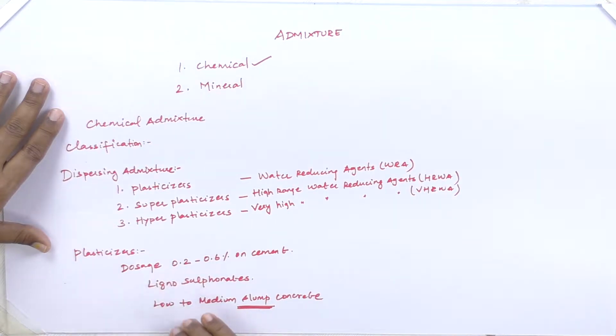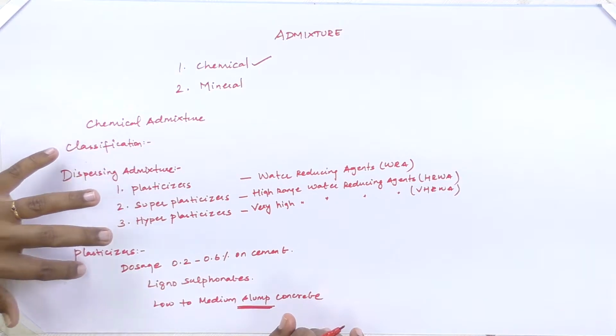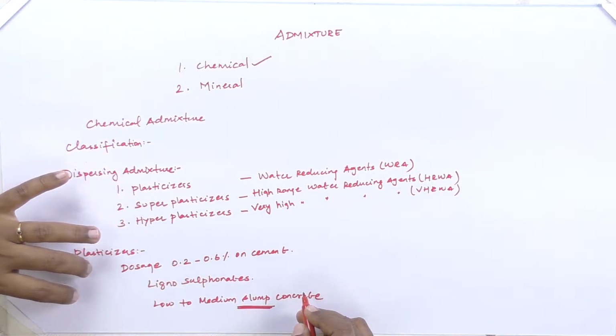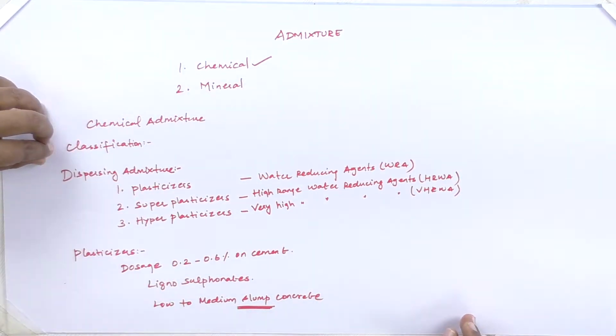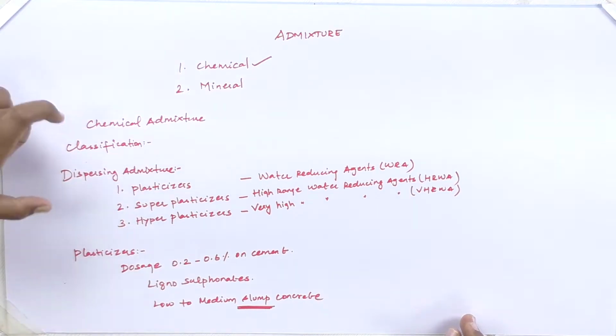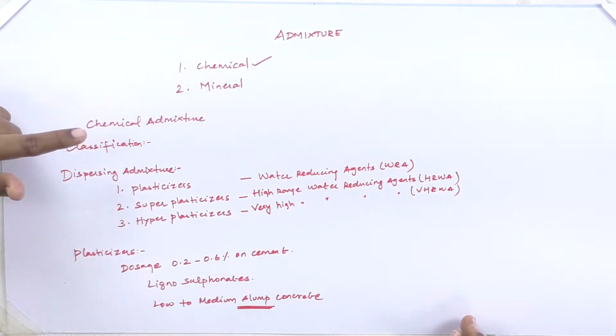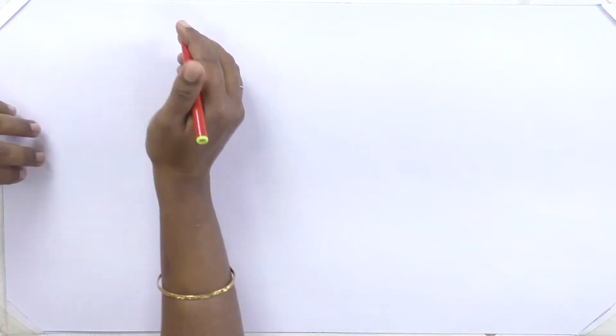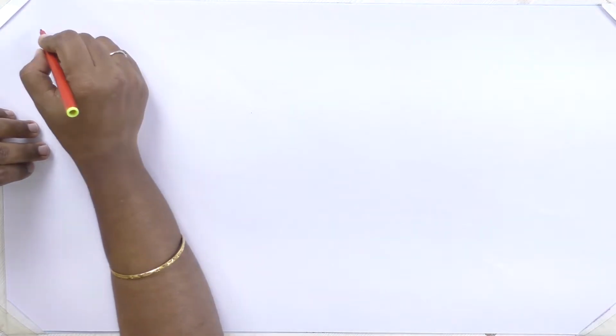So this plasticizer is used for low to medium slump concrete, and the chemical used in these plasticizers is lignosulfonates, and the dosage requirement is 0.2 to 0.6 percentage on cement. Based on the cement, we are replacing 0.2 percentage or 0.3 percentage up to 0.6 percentage of cement with this plasticizer. Next, super plasticizers.